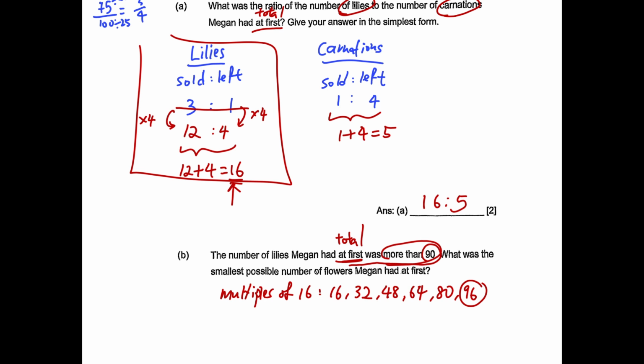Smallest possible number of flowers Megan had at first, which means the total. Okay, so this is the total number of lilies. Total number of lilies, so 16 units is 96. 1 unit would be 96 divided by 16, which is 6. Okay, I mean 96 divided by 16, if you use the calculator, you will still get 6.